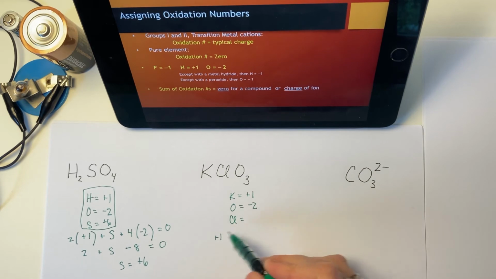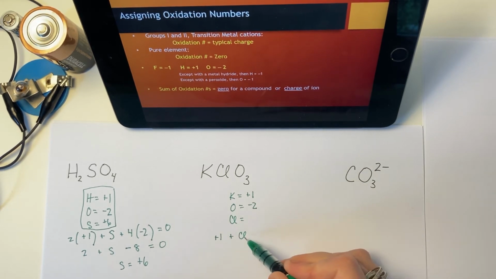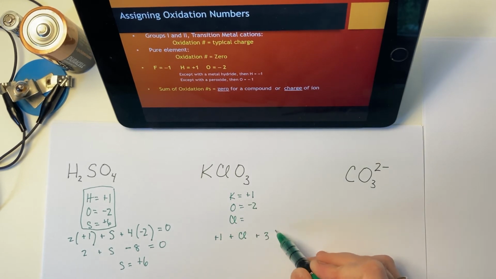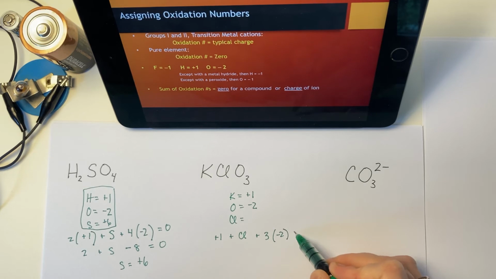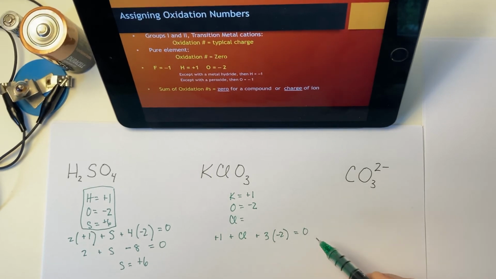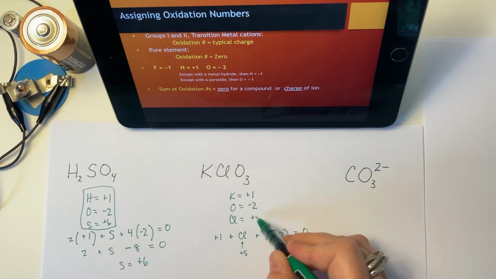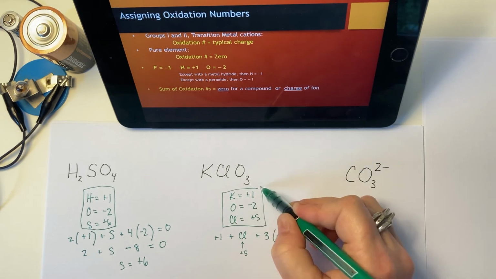Potassium is +1. I'm going to sum that with chlorine. I don't know what it is, so I'll just leave it as Cl. And then I have 3 of these -2 oxygens, sums up to 0. So if we do our algebra here, we see that our chlorine has to be a +5. +1 plus 5 minus 6 equals 0. There, so we did that one.